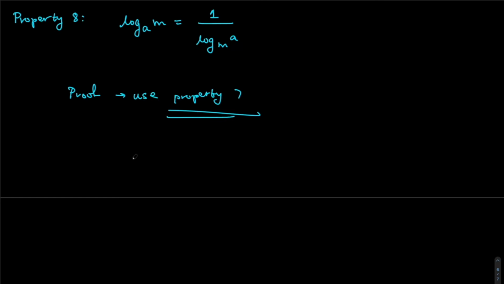Use property 7. I'm not going to spend time proving it because it can get a little bit complicated. Just know the property. That's the key point here, not the proof. You're never going to be asked to prove how this property works. They're not going to ask you this.